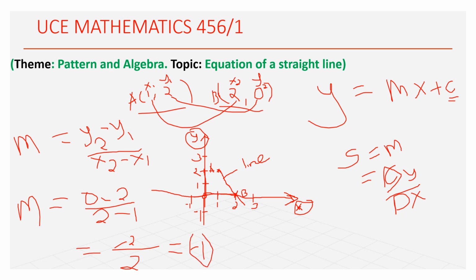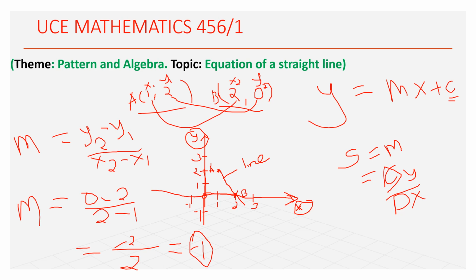So just in case you are requested to calculate the slope and they want you to explain the significance, for a negative slope, an increase in one variable leads to a decrease in the other variable. So the significance is that.